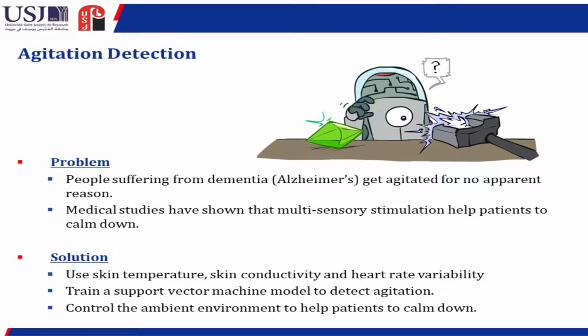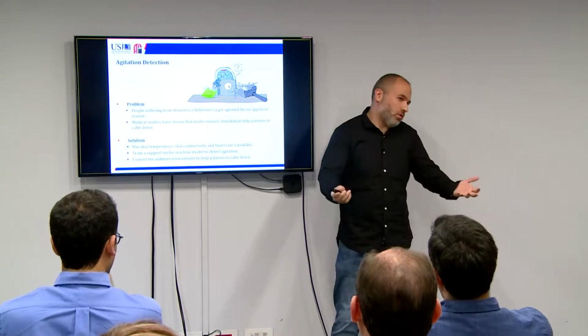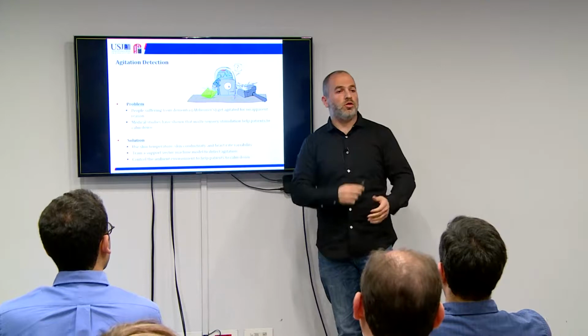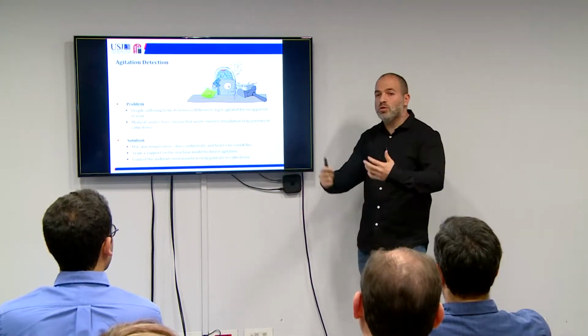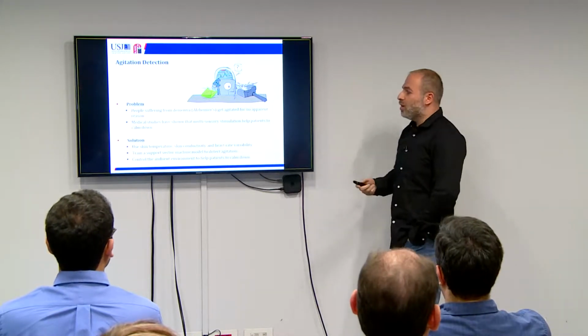So if you stimulate their 5 senses at the same time, they will calm down very quickly. So what do they do? They have a nurse with them all the time, and every time the man or the woman gets agitated, they change the lighting in the room, they put on some music, they spray a nice smell. So they try to stimulate the 5 senses at the same time.